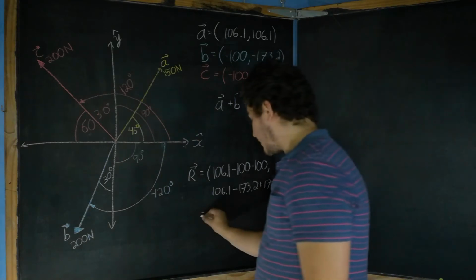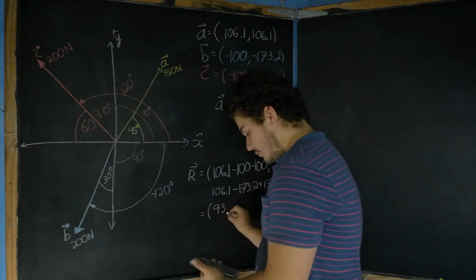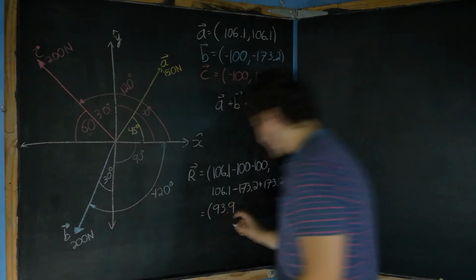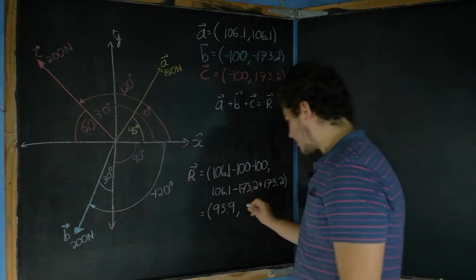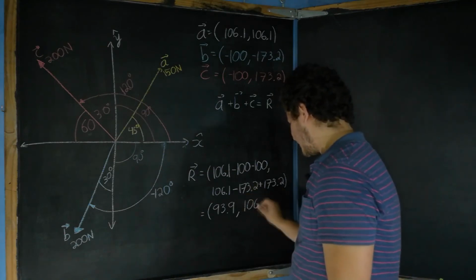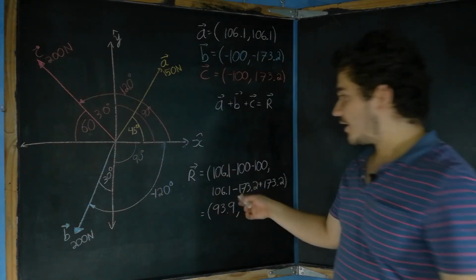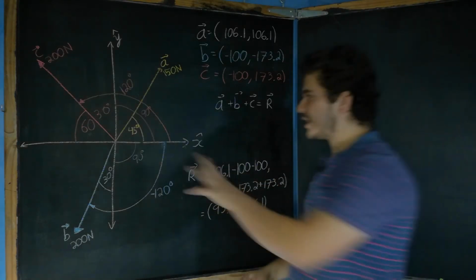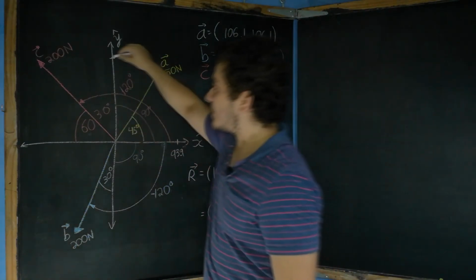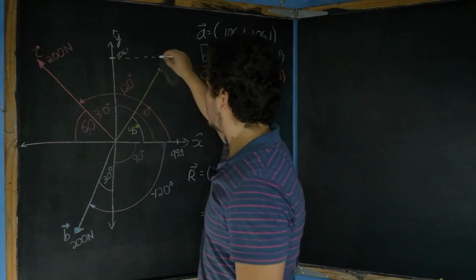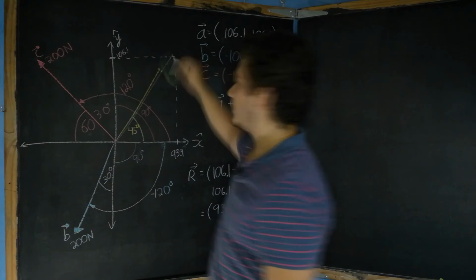So the x component would be 93.9 and the y component would be, oh never mind, these two cancel each other out, and it's 106.1. So this is the resultant vector. If we want to plot it to give an idea where it goes, let's say it's in a positive direction of x, it has a positive direction y, the resultant vector would be somewhere here, okay, in this quadrant.